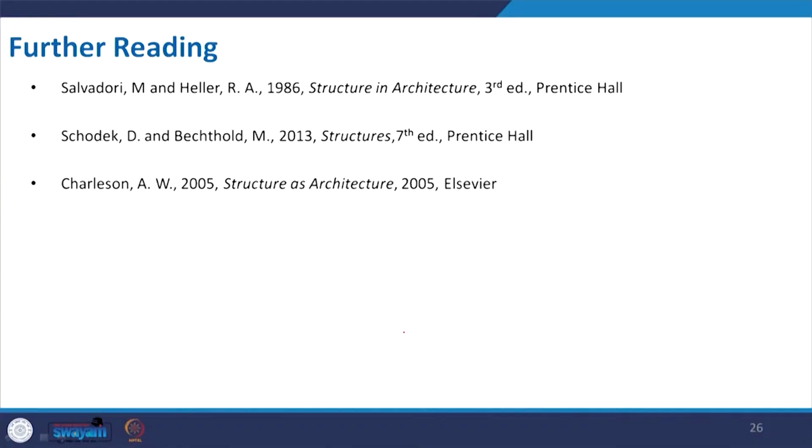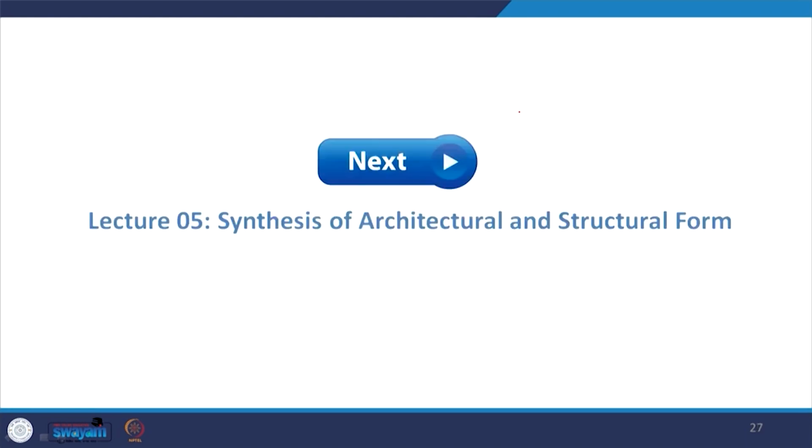With this I conclude this particular lecture, and these are the books I already mentioned in the earlier lecture. You can go through them to get more information about all that we discussed. In the next lecture we will discuss the synthesis of architecture and structural form, which will be another interesting topic to know about.